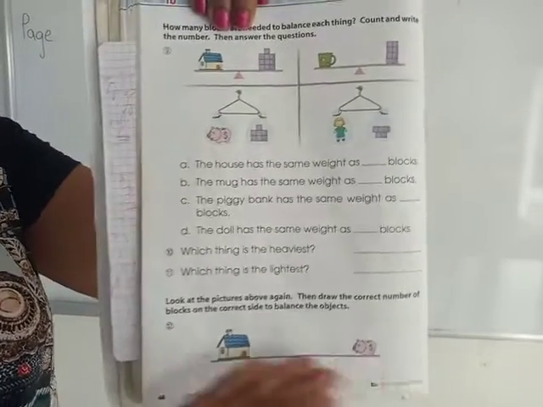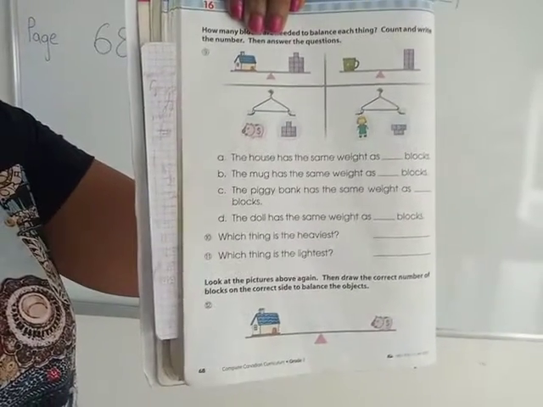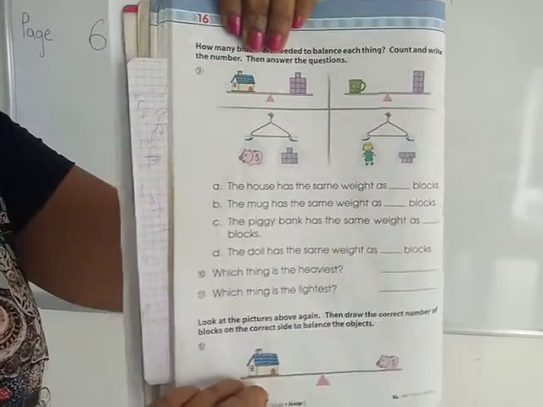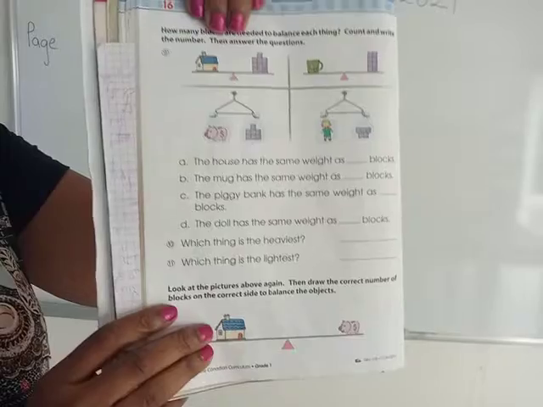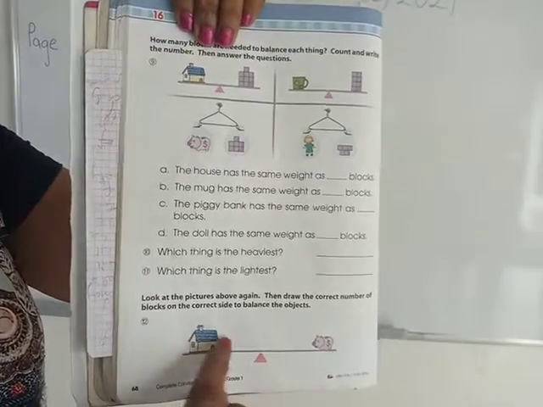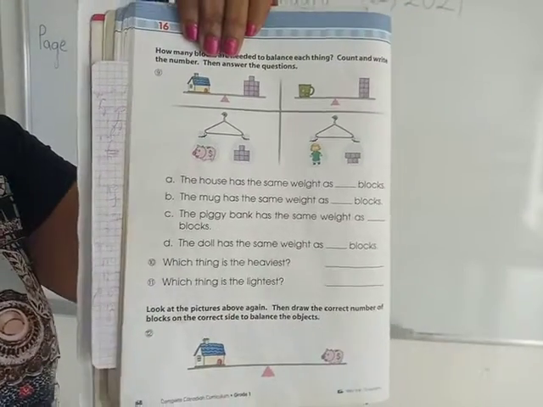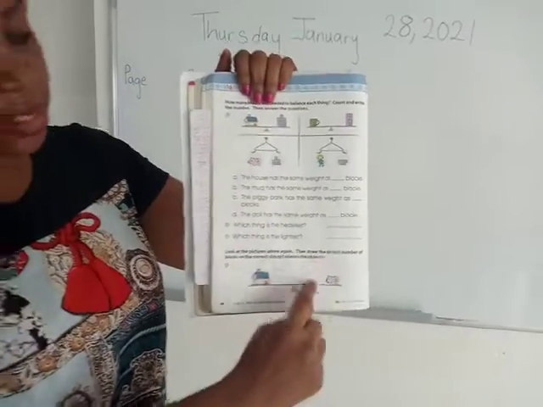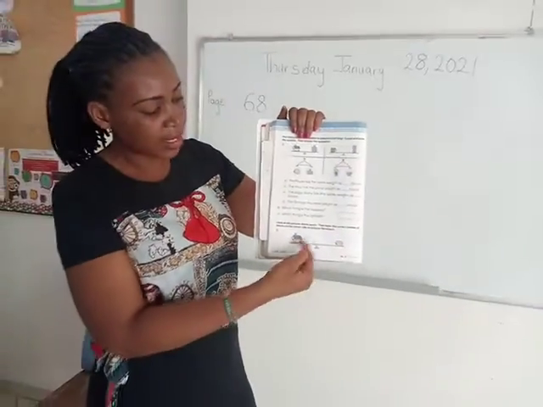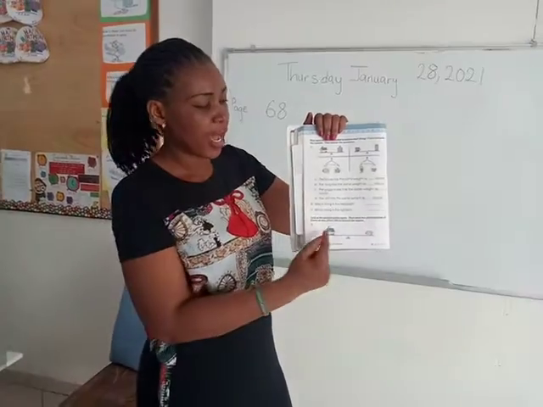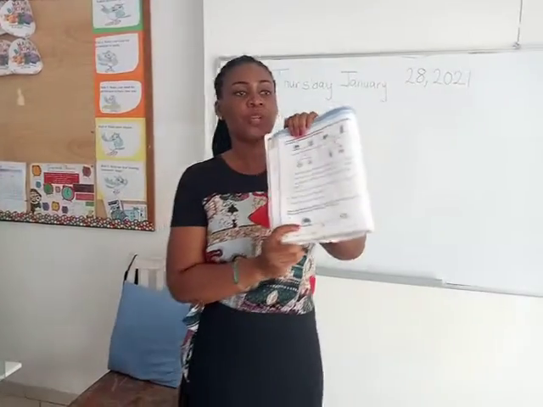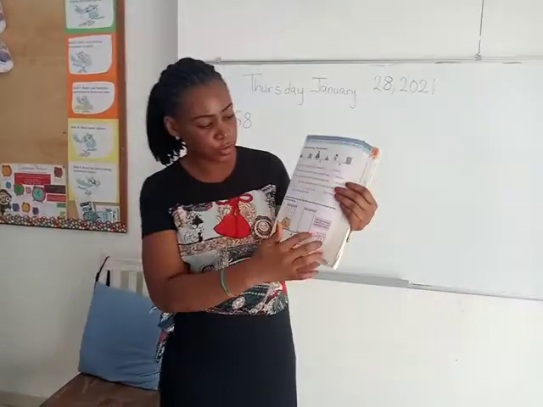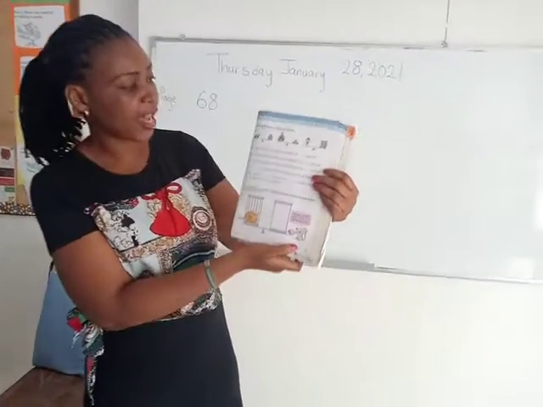They are not balanced, okay? How many more blocks do you need to add to this piggy side to balance the house? This is what you are asked to do. Here you have 10 blocks and here you have 7 blocks. How many more blocks do you need to add to this piggy side to make it the same number of blocks as the house? So that's what you're going to do on this page. And then we turn over to the next page, page 69.